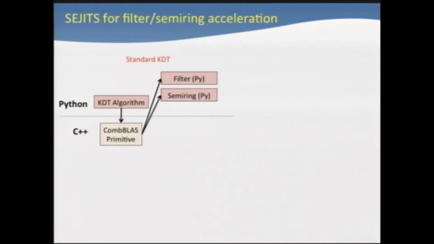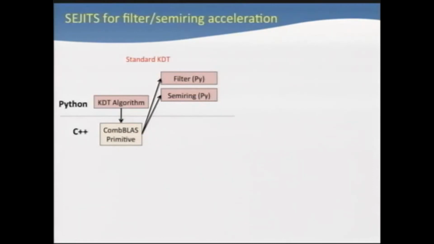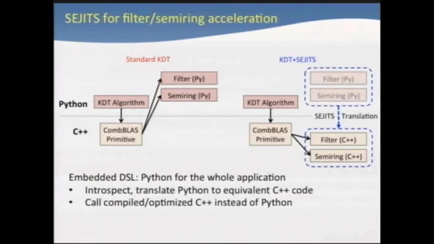How you fix this is actually fairly simple. It's a technology called SEJITS. It's not my contribution, but it fills a big gap between high performance and high productivity. It is a way of specializing pieces of the computation using a domain-specific language. So what we did was collaborate with the SEJITS people and wrote a domain-specific language just for filters and semirings. And it introspects and translates that piece of the code so that it's linked to the application and never makes an upcall.